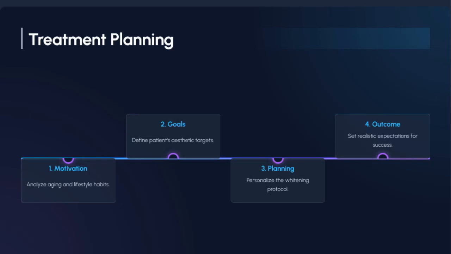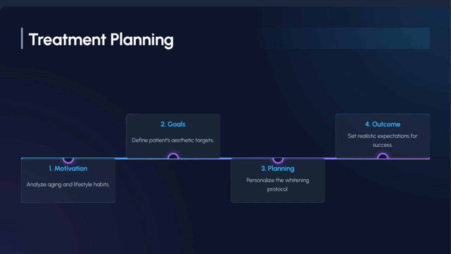When it comes to treatment planning, one of the most important aspects is setting realistic expectations for success. This means being clear with our patients about what can be achieved and understanding that results can vary based on individual factors. It's crucial to communicate openly so patients have a genuine understanding of the potential outcomes.